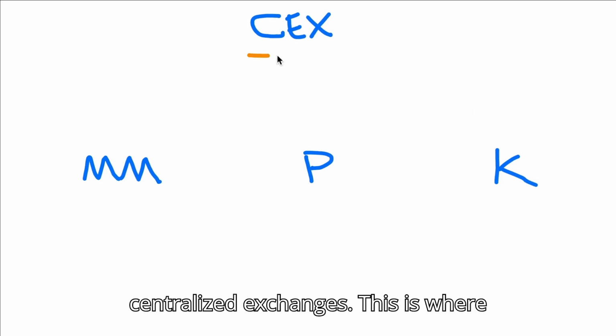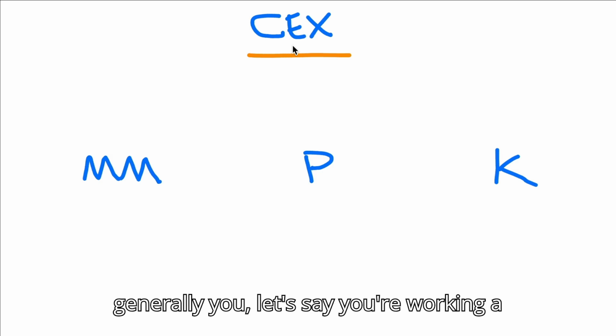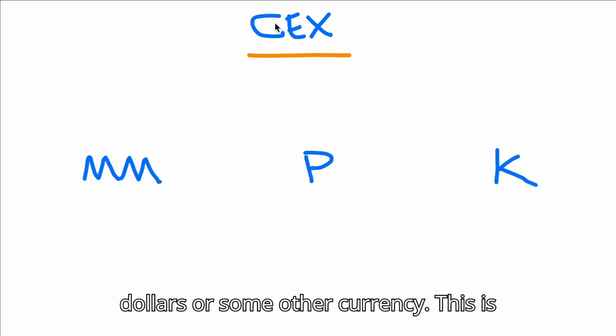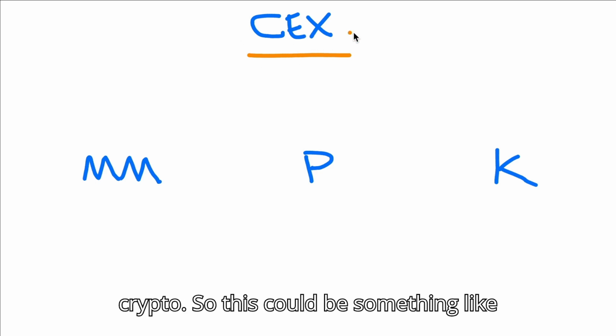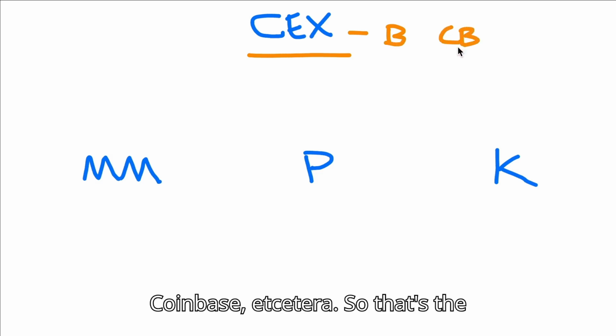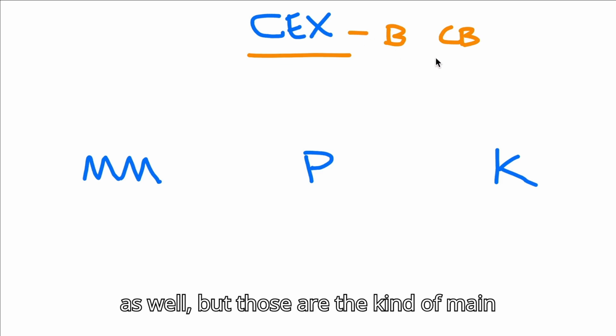First of all, you have centralized exchanges. This is where generally, let's say you're working a 9 to 5 and you're earning money in dollars or some other currency, this is where you're going to change it into crypto. So this could be something like Binance. It could be something like Coinbase, etc. So that's the first place. It could be other exchanges as well, but those are the main ones.